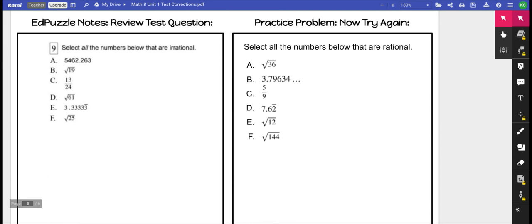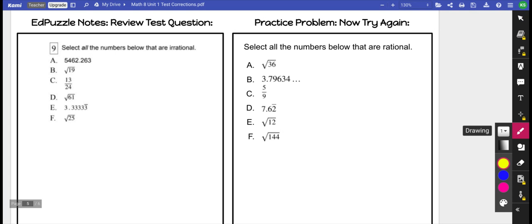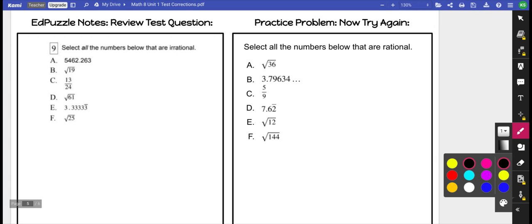So number 9 was another missed problem. So let's look at number 9. So number 9 says, again, select all. That is a key there. So we're going to have at least 2 answers. Okay? So it says select all the numbers below that are, another keyword is irrational. Okay? So we have to think about that. There are a couple things that make a number irrational.